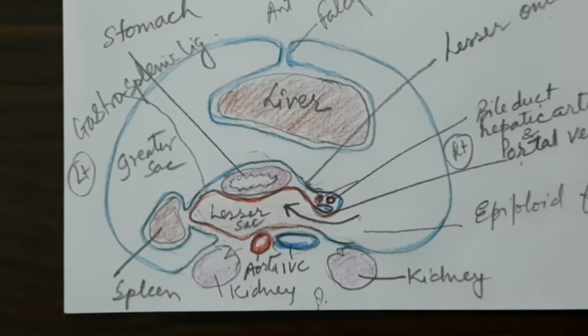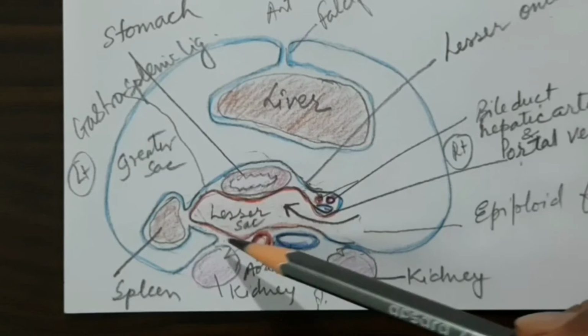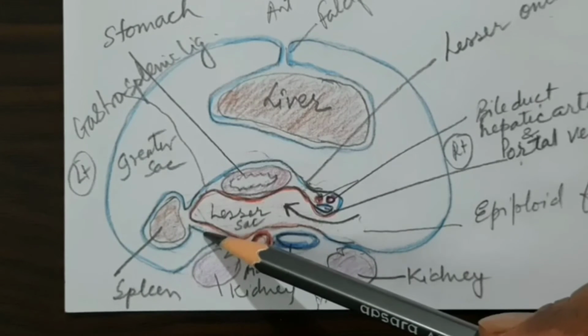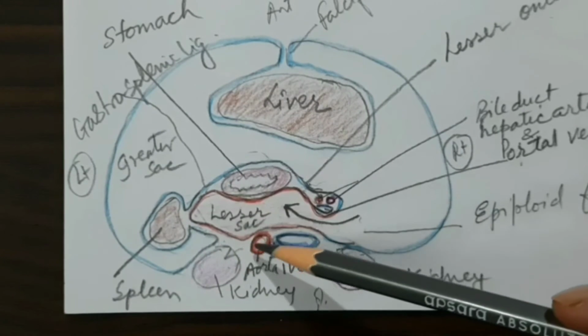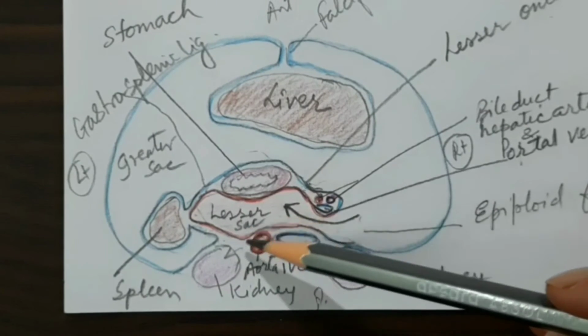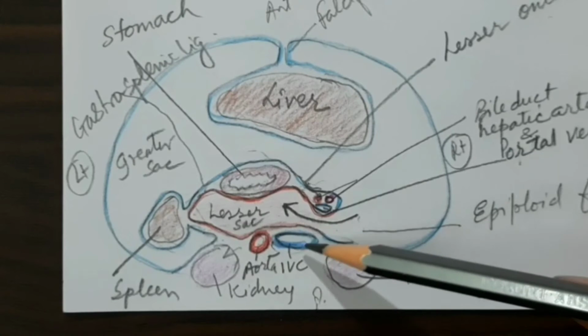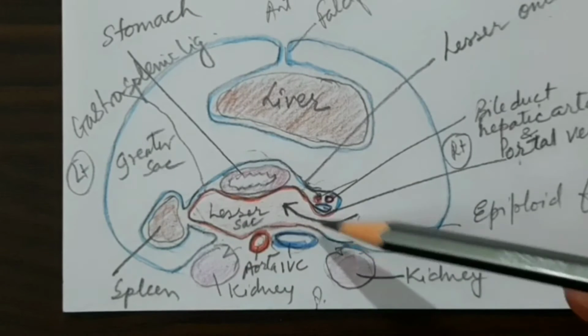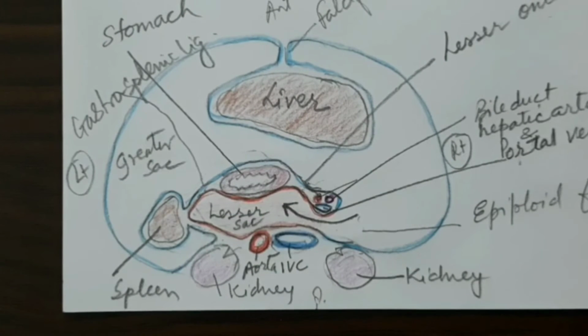Similarly, here is the posterior boundary of the lesser sac, that is the lienorenal ligament, the kidney, okay, the peritoneum covering over the left kidney, the aorta, and the inferior vena cava. These are the boundaries of the lesser sac. So, what I was telling you, the third recess is called the splenic recess.